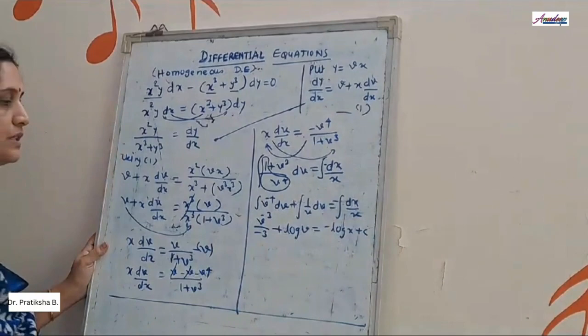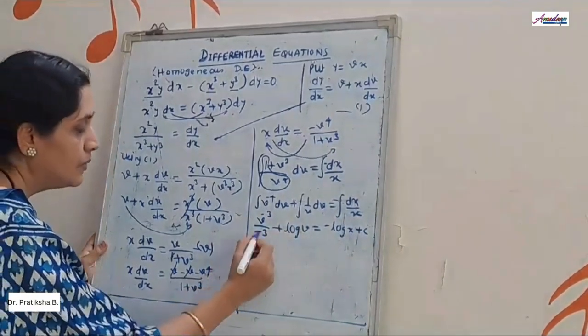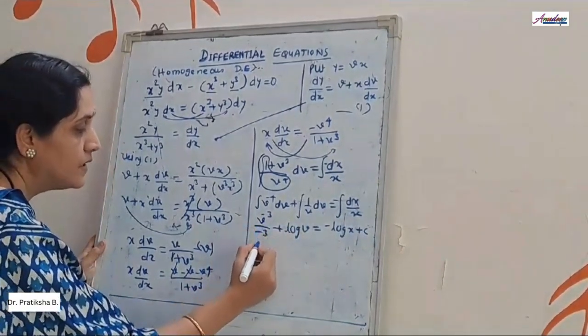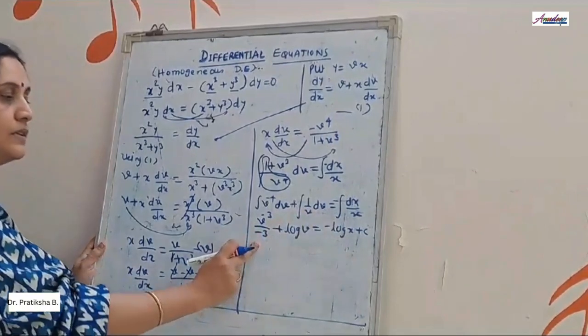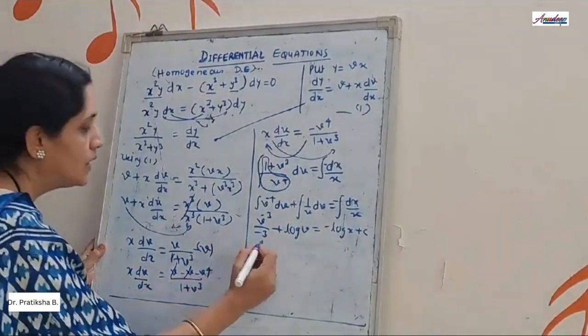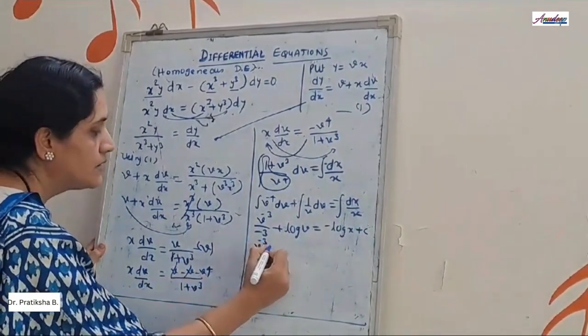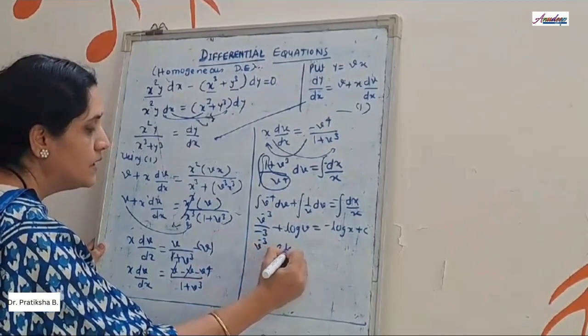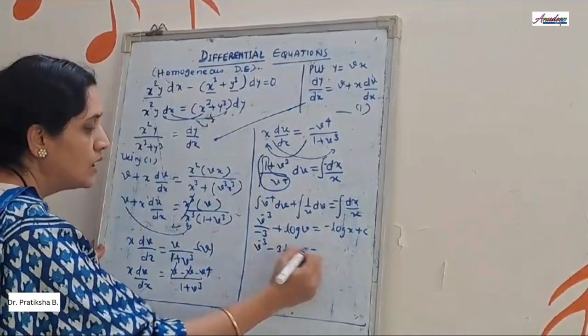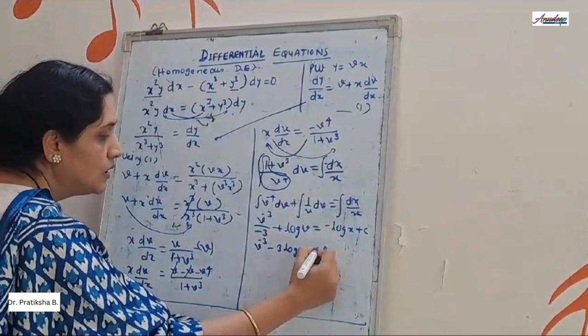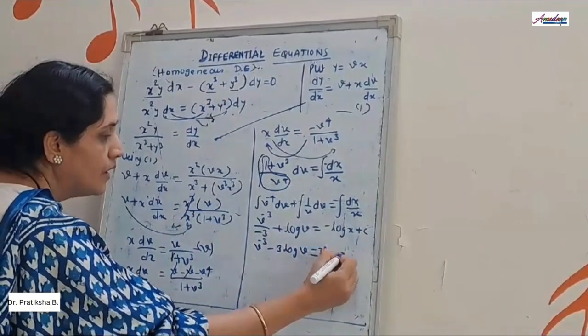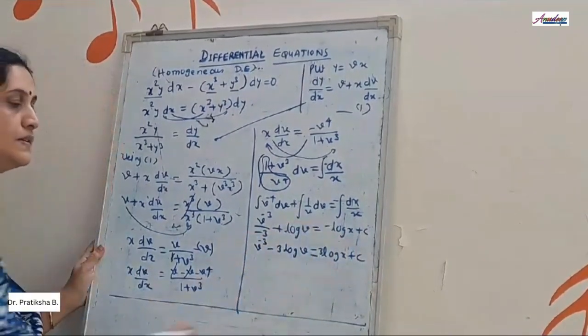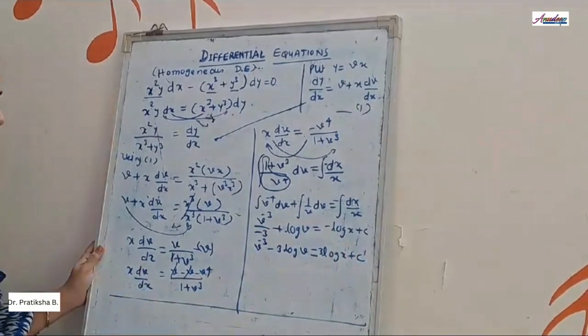Now rearranging the term. Here what we will be getting is minus v. Let me multiply throughout by the negative 3. So what I will be getting is v raised to minus 3 minus 3 log v is equal to 3 log x plus c dash. Let me call it as c dash.